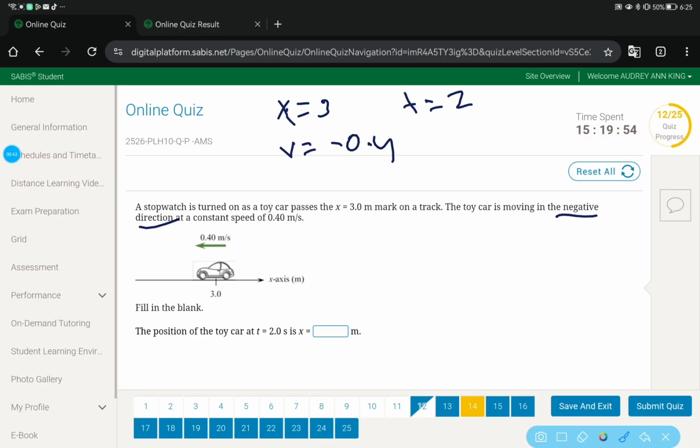So, the initial position. That means you can use a formula for URM, which is initial position plus velocity times time. So 3 plus negative 0.4 times 2. After putting that into your calculator, you should get 2.2.